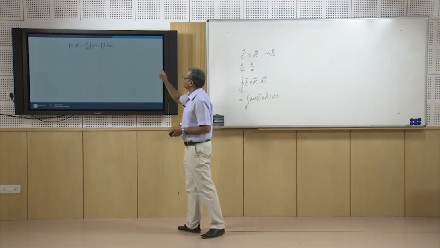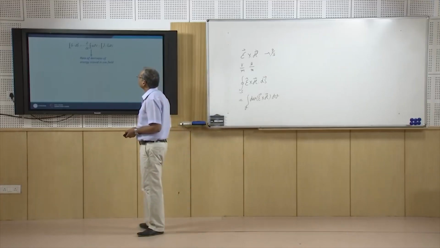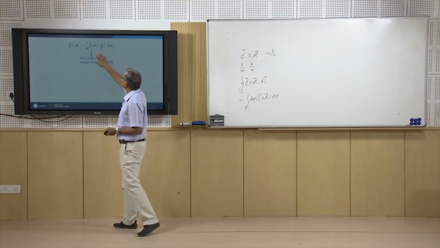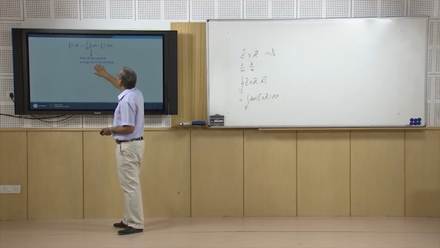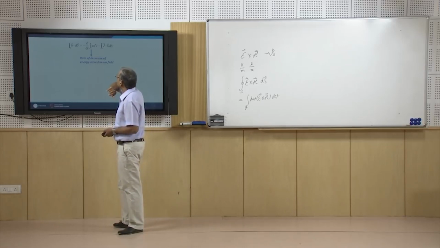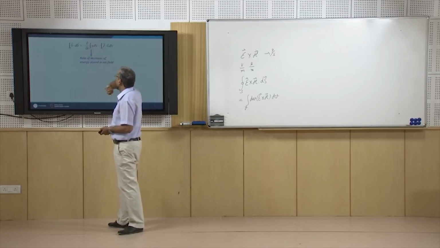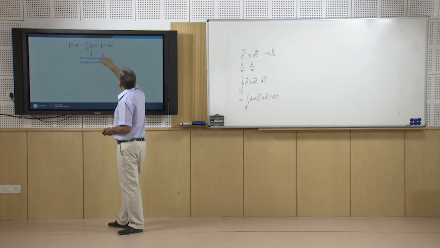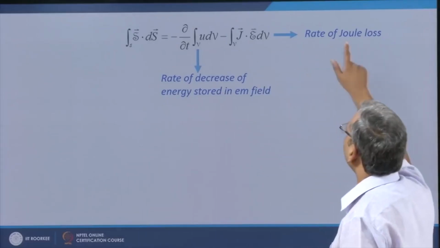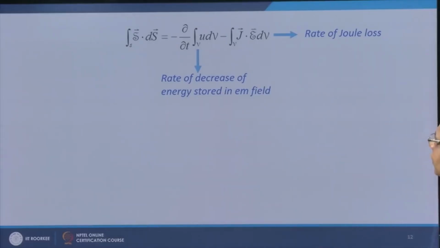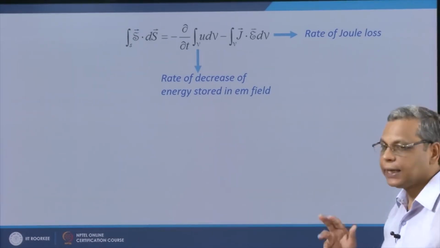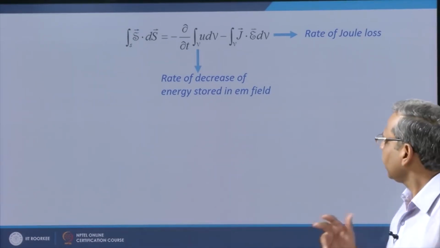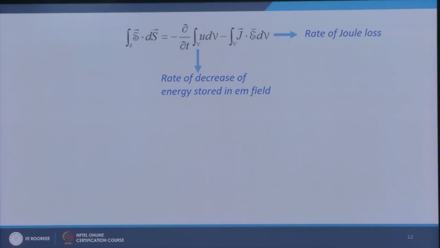Alright. So, this is what it is again here. This is nothing but the rate of decrease of energy stored in the EM field. Okay, U times dV will give you energy, and this is nothing but the rate of Joule loss. So, this S, what is S now?